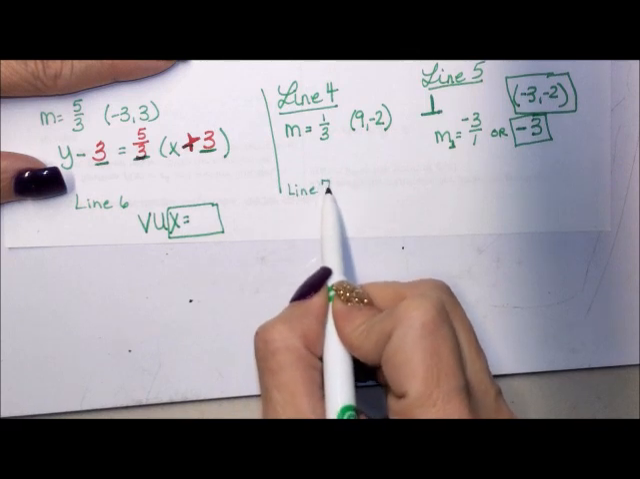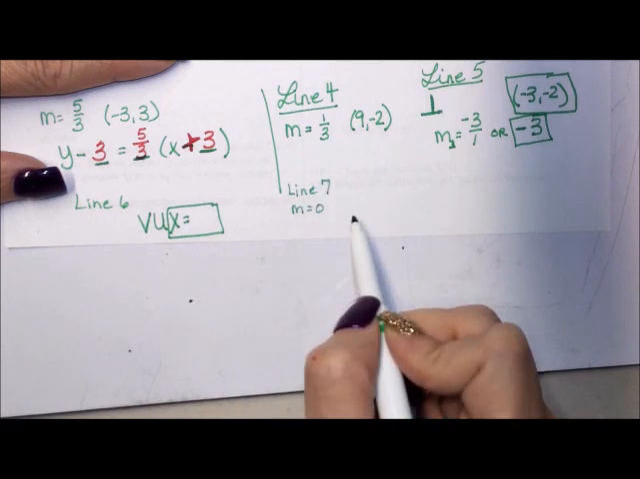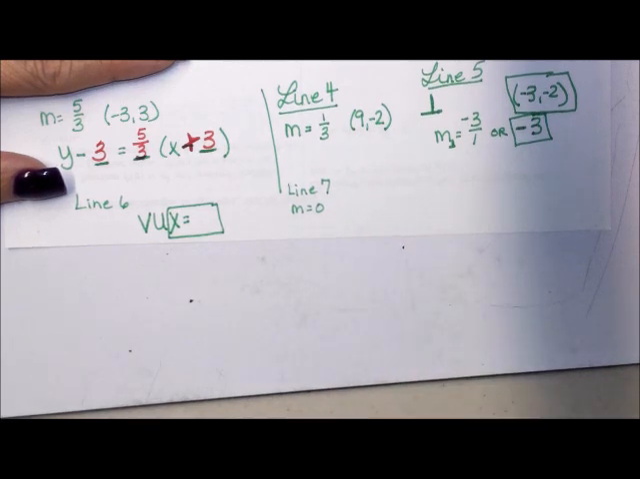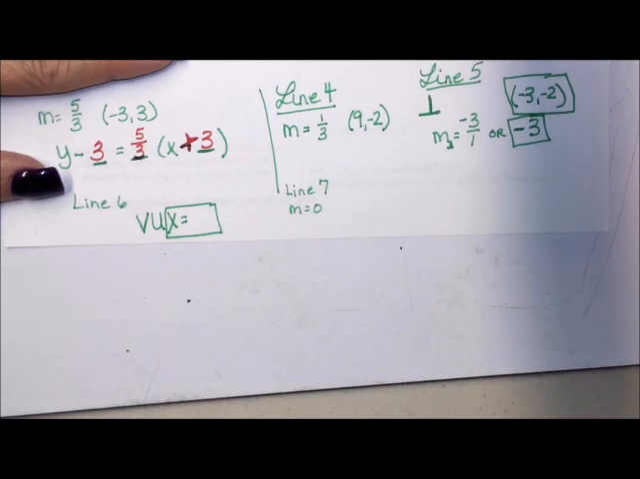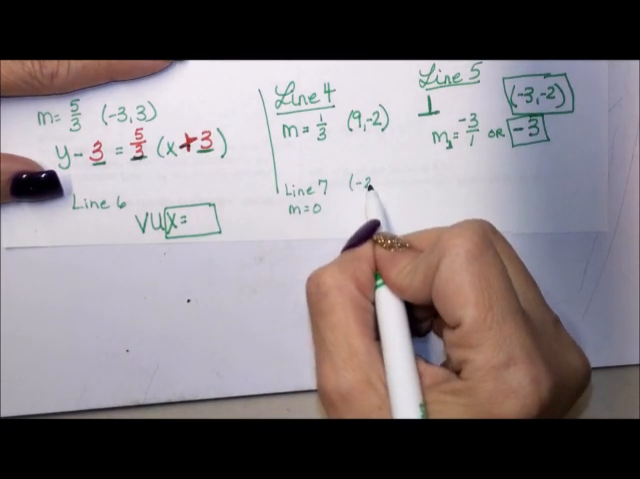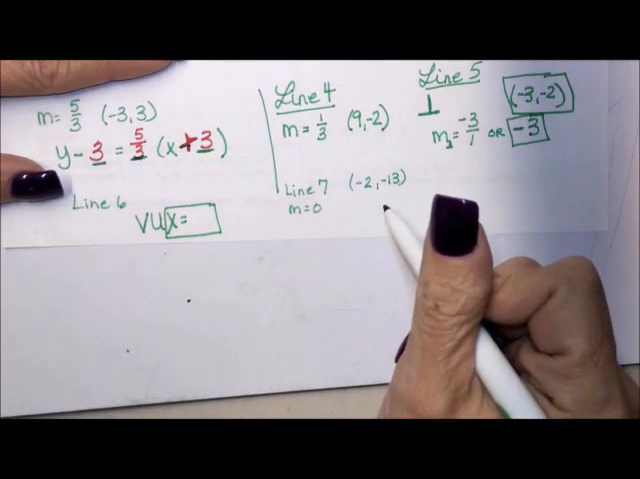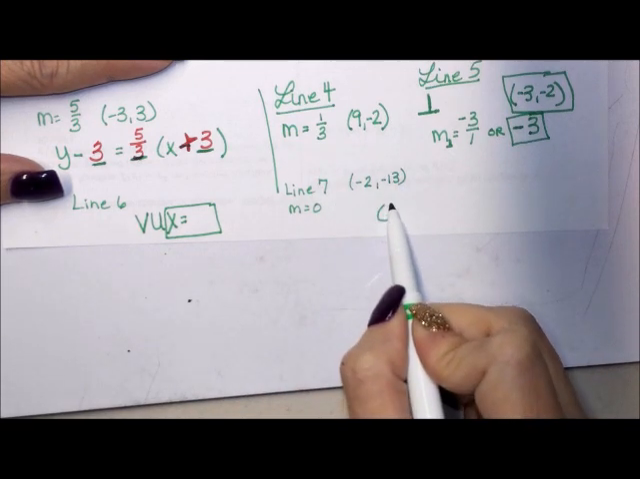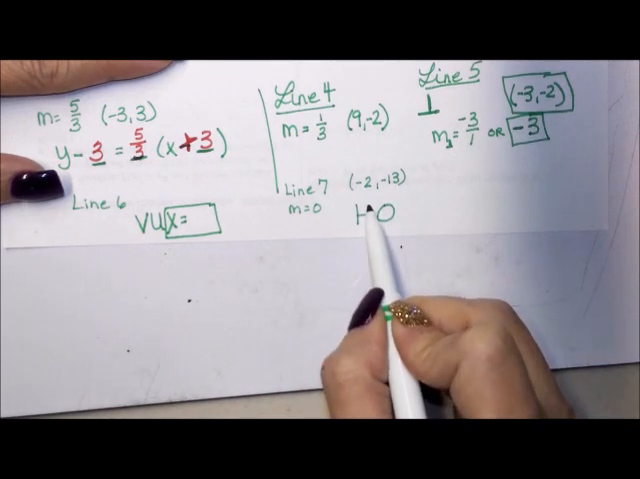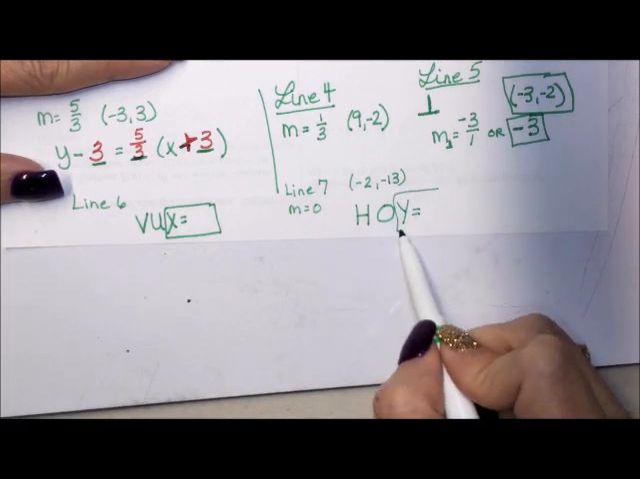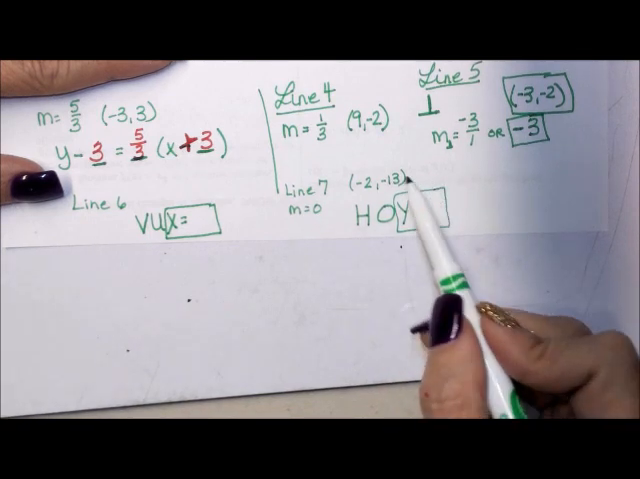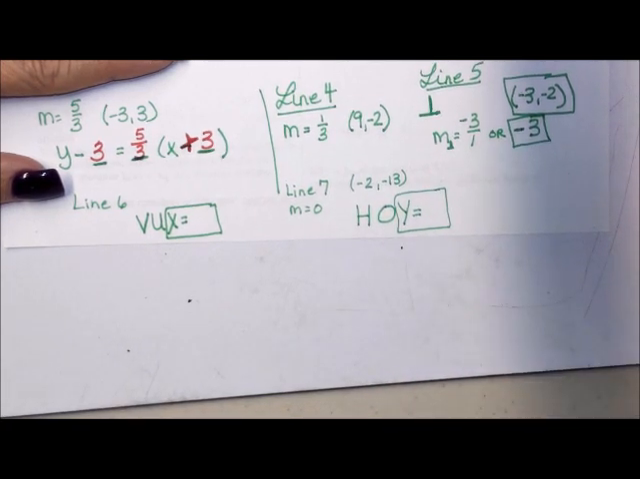Line 7, you had a 0 slope. Well, let's see what it says there. It goes through -2, -13. Oh, I'm tired, y'all. -2, -13. So, if it has a 0 slope, the word is HOY. Well, remember HOY was y equals. Well, what's the y value? -13. So y equals -13. I would graph that. All right.